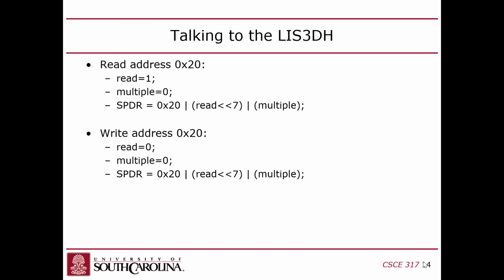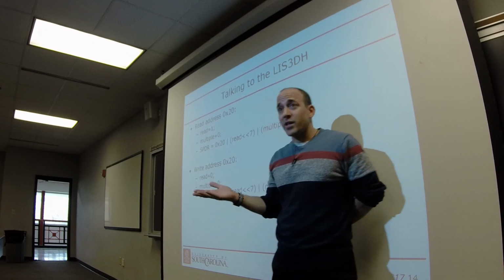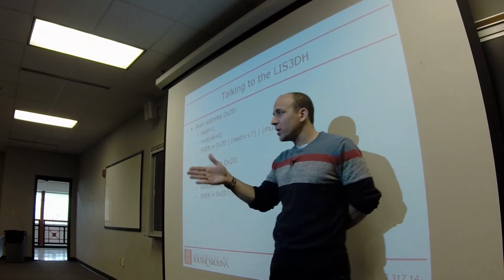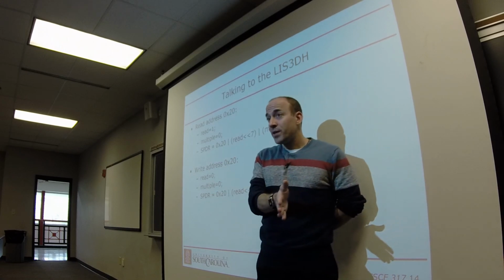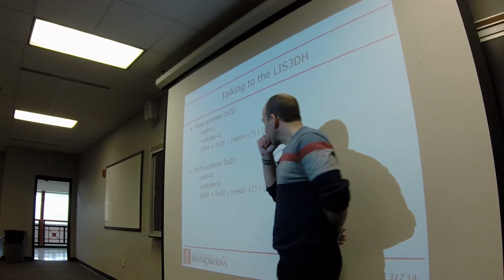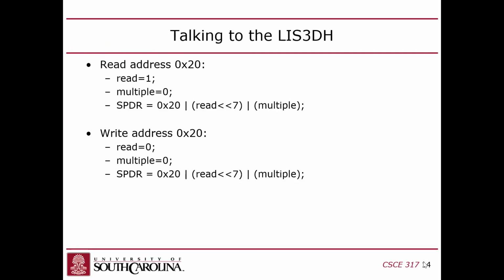Basically, I have a variable called read, which is 1 for read, 0 for write, which is just my own thing. I just came up with that on my own. And then multiple is whether you want to do multiple reads or writes. That would obviously be useful for you guys because when you read the sensor data, you could read all 6 bytes as a burst if you want to try that. But I have it set to 0, and then I screwed that up, didn't I?